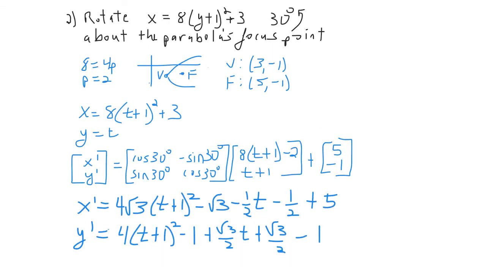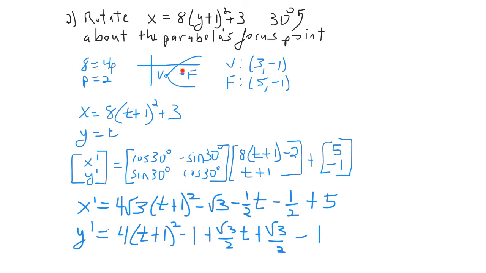Here's our final answer. Remember that when you do the first row times the first column, it's going to be the first times both parts of the first, and the second times both parts of the second. That's why there's 4 parts here. And then plus the 5 at the end. Same for the second part.